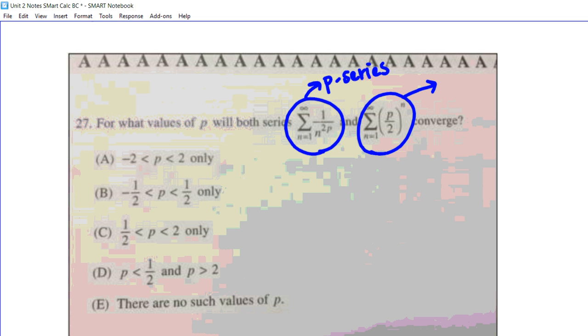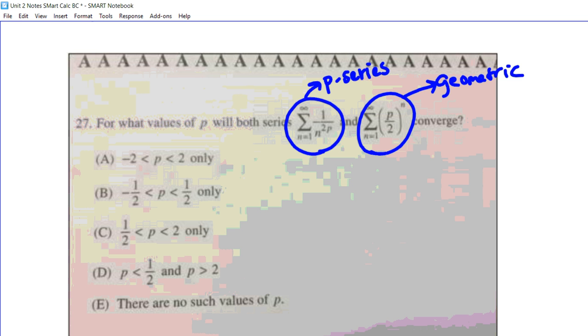Think of p as just a number, like let's say it was a 1/2 or a 3/2 to the n. Which one's that? Do you remember what it's called? G. Yes. Okay, so this is set up for geometric. And they just want to know for what values will both of those converge. So it's basically, do you know your conditions?